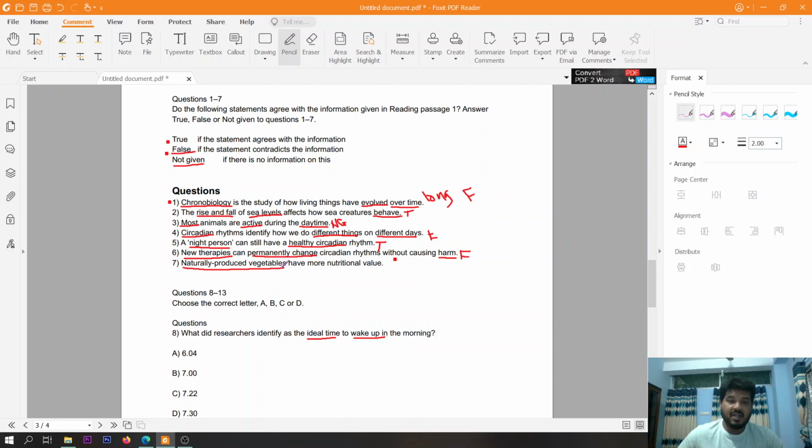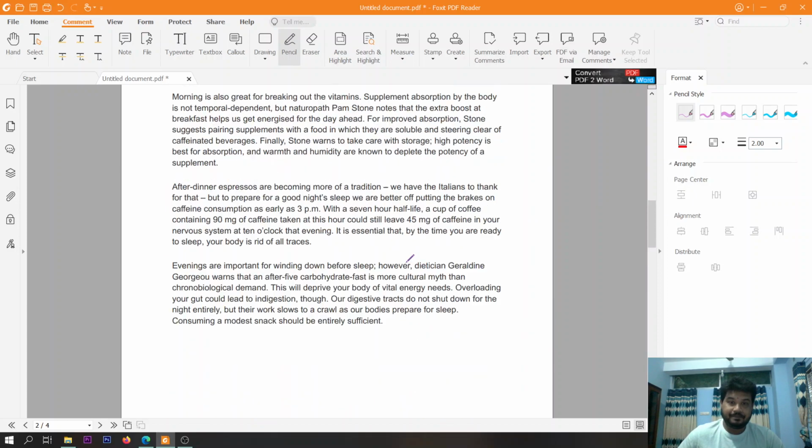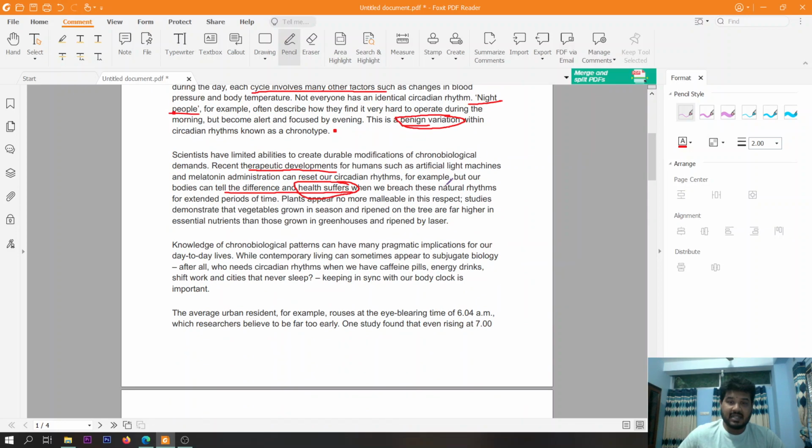Now, finally, naturally produced vegetables have more nutritional value. Again, we found the answers here. Maybe we can read just from the line below. Plants appear no more malleable in this respect. So this demonstrates the vegetables again. Vegetables grown in season and ripened on the tree are far higher in the essential nutrients than those grown in greenhouses and ripened by laser. So I think we have our answers right here.